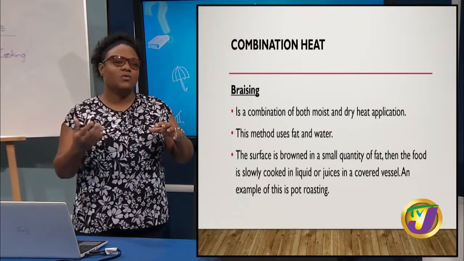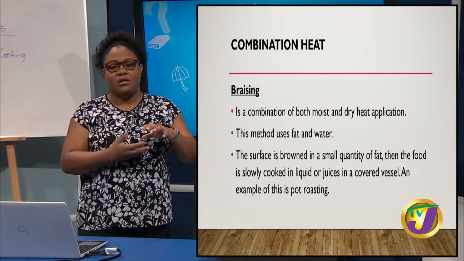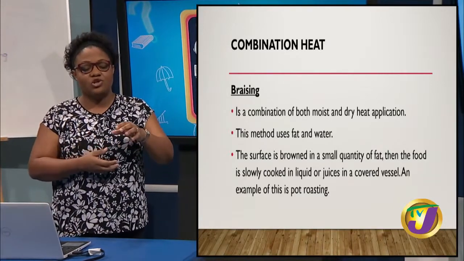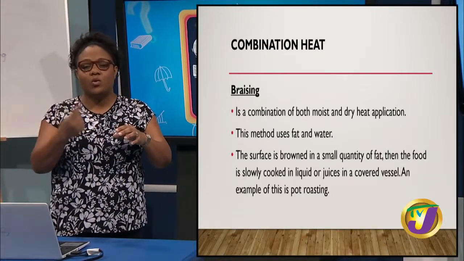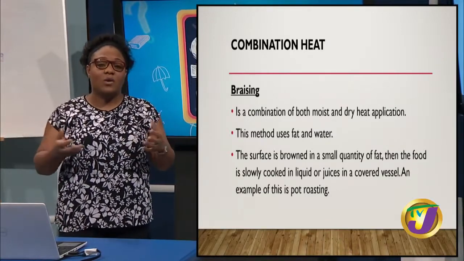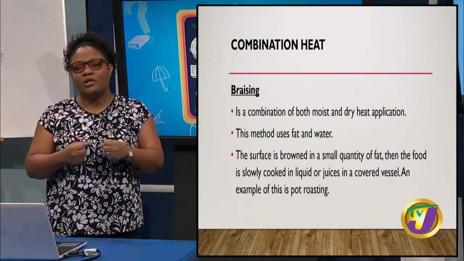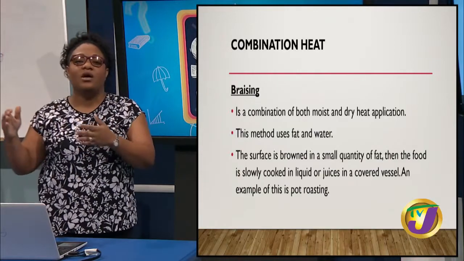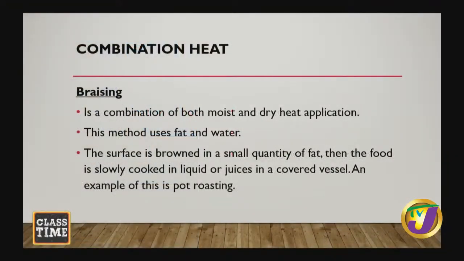So what we do is sear the outside of the item that is being cooked. When we sear it, that is just creating a barrier so that when the liquid is added, it doesn't have to be water only, we can add stock as well. When that is added, the food item will actually keep its shape when it is being baked or whatever other dry method of cooking is employed. So the surface is browned in a small quantity of fat. We tend to shallow fry it. Then the food is slowly cooked in liquid or juices in a covered vessel.